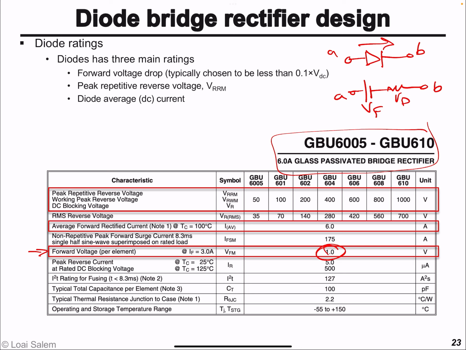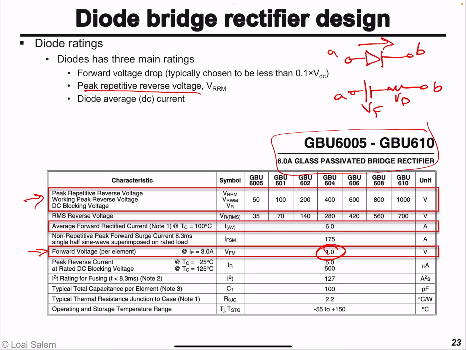Now, the ratings that we need to be careful about, when we order a diode online from a supplier, we should make sure that the diode we order is able to handle these ratings. There are two ratings. The first one is the maximum voltage across the diode, which is typically called in the datasheet peak repetitive reverse voltage, because basically the datasheet assumes the diode is used in a periodic circuit.